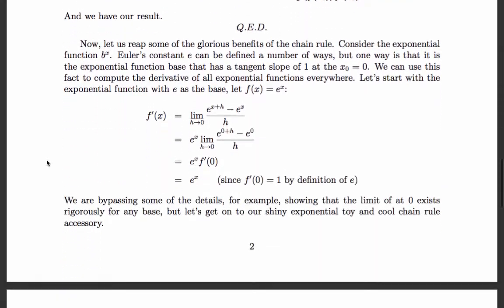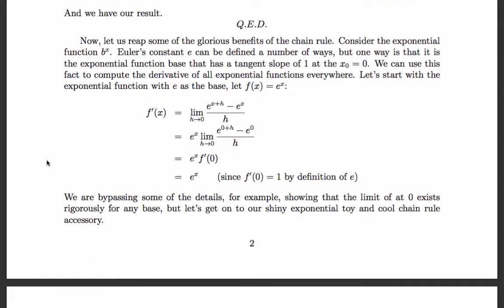So now let us reap some of the benefits of the chain rule. Let's consider the exponential function b to the x, where b is some positive number. Euler's constant e can be defined in a number of ways, but one way is that it is the exponential function base, the base b that has a tangent slope of 1 at x equals 0. Now we can use this fact to compute the derivative of all exponential functions everywhere.